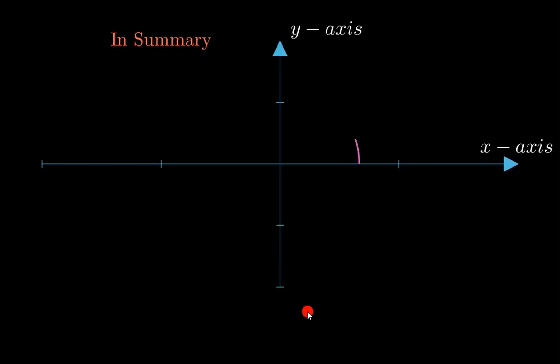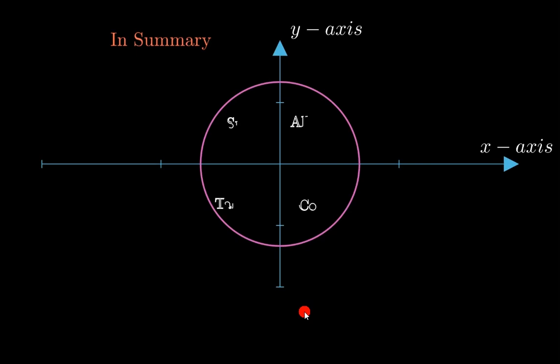And in summary, we have the quadrant circle like that. This one is showing us which ratios are positive in every quadrant. In the first quadrant, all ratios are positive. In the second quadrant, sine is positive. In the third quadrant, tangent is positive. And in the fourth quadrant, cosine is positive.